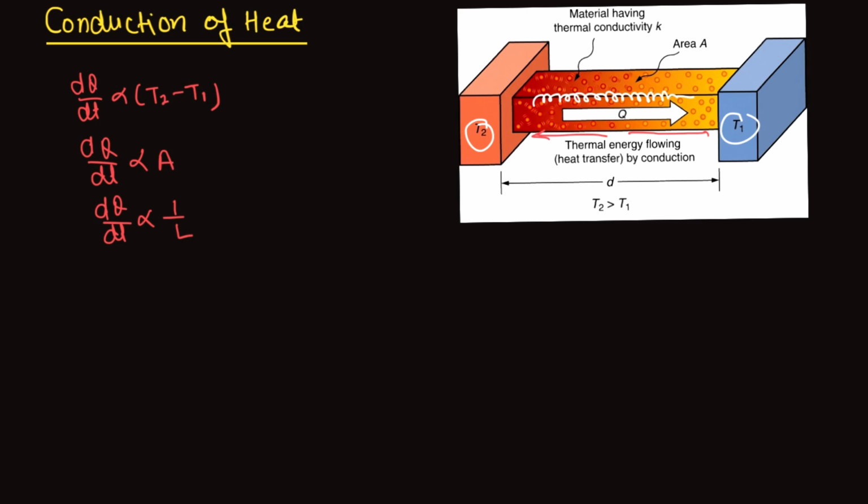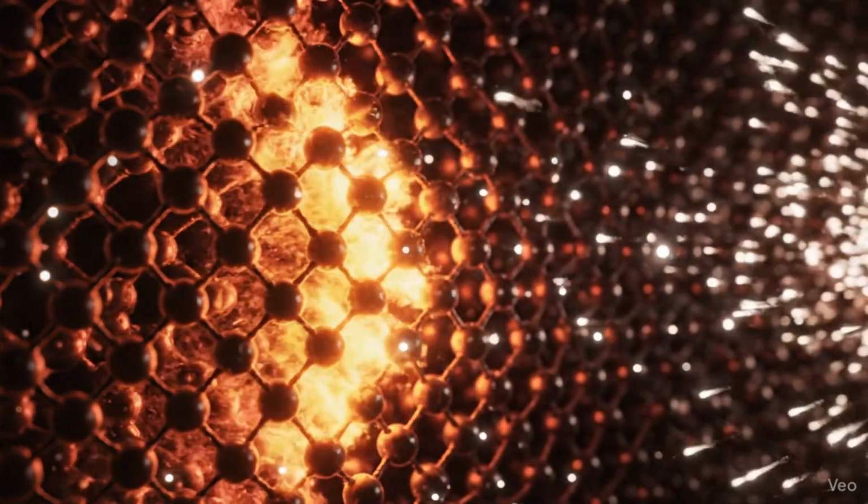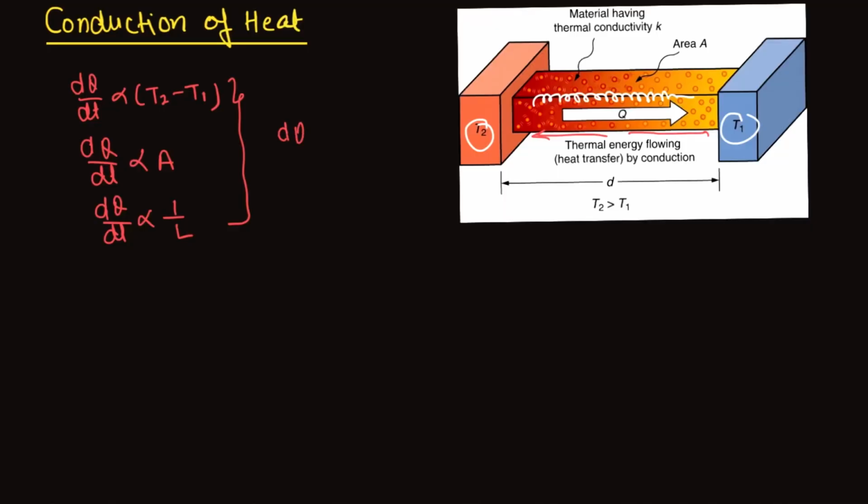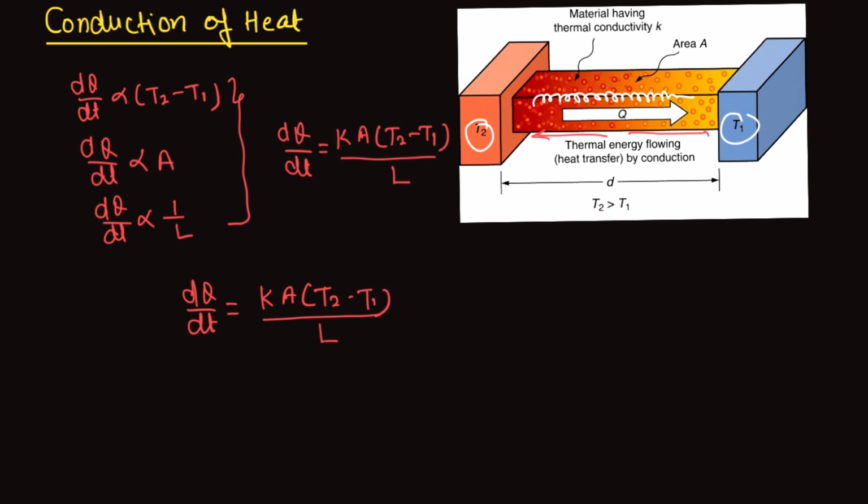So if I combine these three equations 1, 2 and 3, what I'll get is dQ/dt equal to k times A times (T2 minus T1) divided by L. And this dQ/dt we can say is a heat current. So dQ/dt is equal to kA(T2 minus T1)/L. This dQ/dt is the rate of heat transfer, and that is also called heat current.